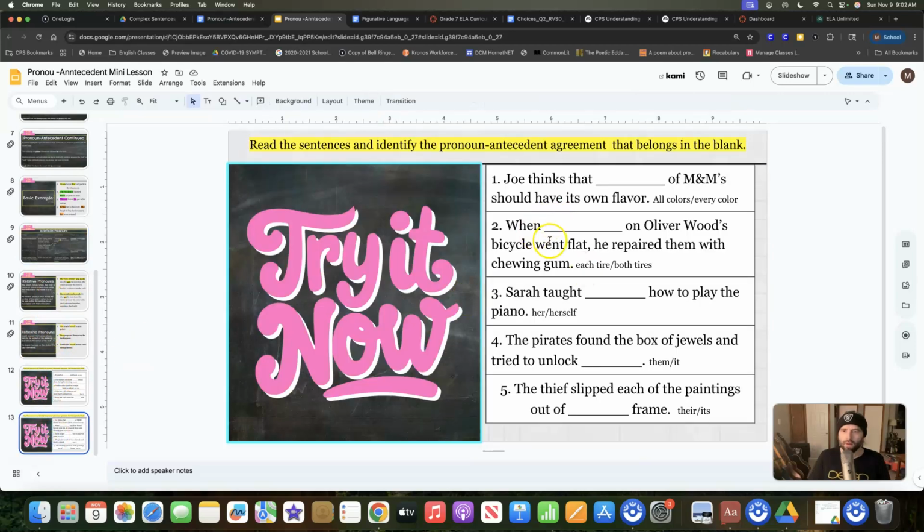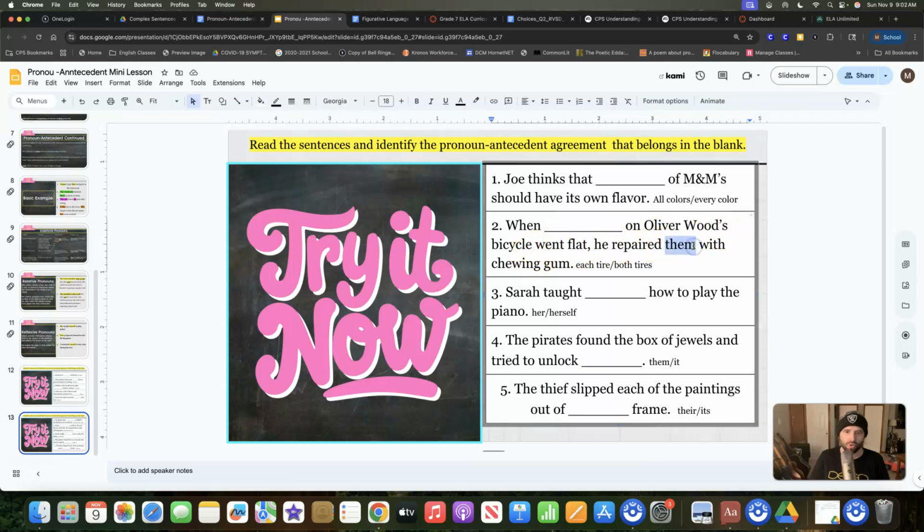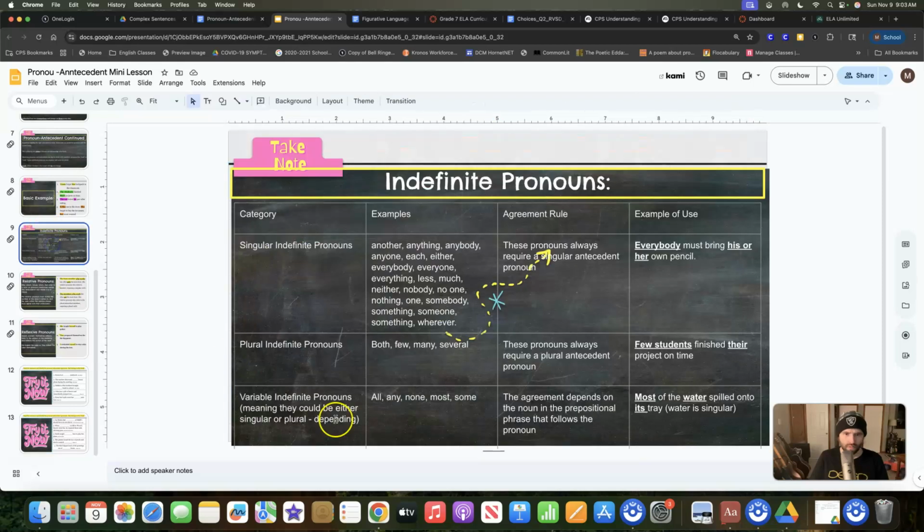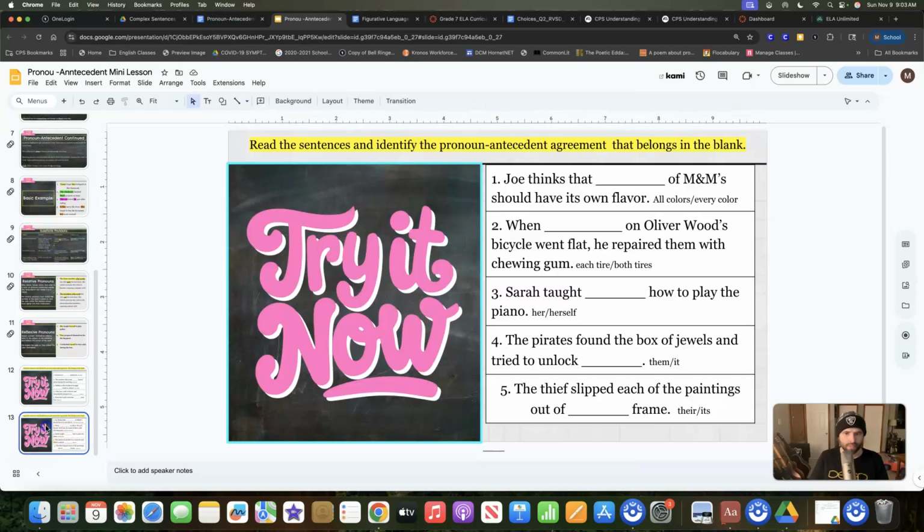Okay, when each tire on Oliver Wood's bicycle went flat, he repaired them with chewing gum, or when both tires on Oliver Wood's bicycle went flat, he repaired them with chewing gum. Sarah taught herself how to play the piano. Sarah taught her how to play the piano. The pirates found the one box of jewels, and tried to unlock them, or tried to unlock it. And then the thief slipped each of the paintings out of their frame, or each of the paintings out of its frame. And remember, each is right here, so each is always singular.